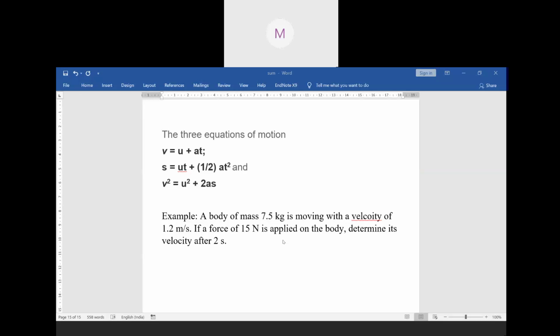V means what? Final velocity, na? If V is the final velocity, what is the initial velocity? The body is moving at 1.2 meter per second, na? So your initial velocity will be 1.2, and the final velocity will be V. Now if you put only the expressions, you get a from that previous one, like we did just now, na? A will be found out like this.